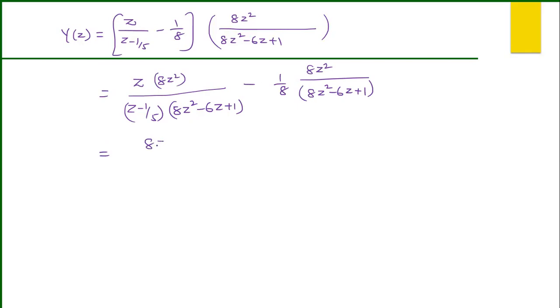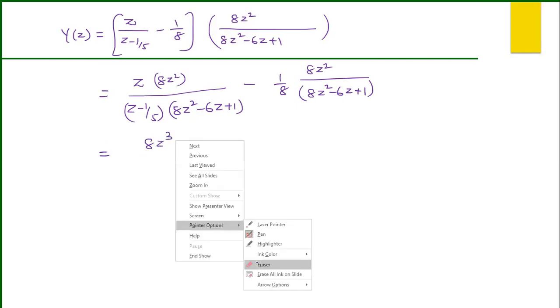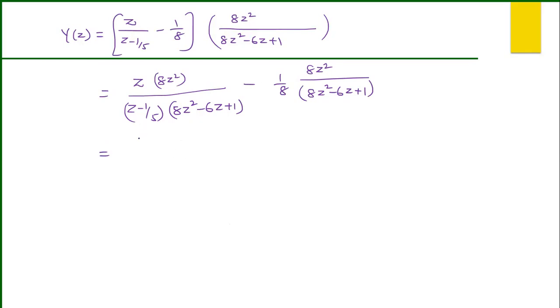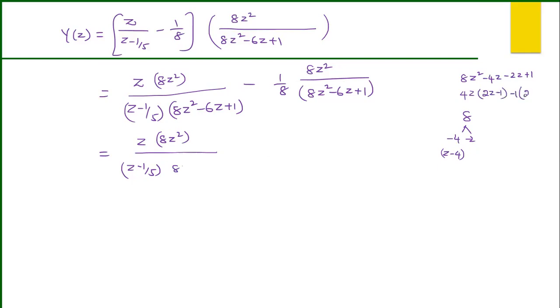Now 8 into z cube. Otherwise you can keep it like this. I will do the partial fraction. 8z square divided by z minus 1 by 5 into, this one I can write as 8z square minus 4z minus 2z plus 1. So 4z if you take common here, 2z minus 1, and minus 1 if you take, 2z minus 1. So now I can write this as 2z minus 1 into 4z minus 1. Minus 8, cancel, z square divided by 2z minus 1 into 4z minus 1.